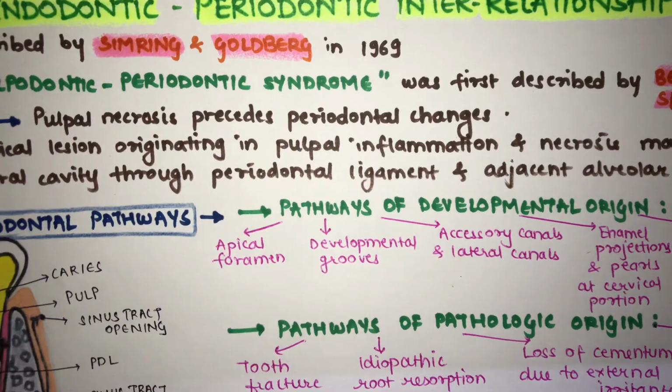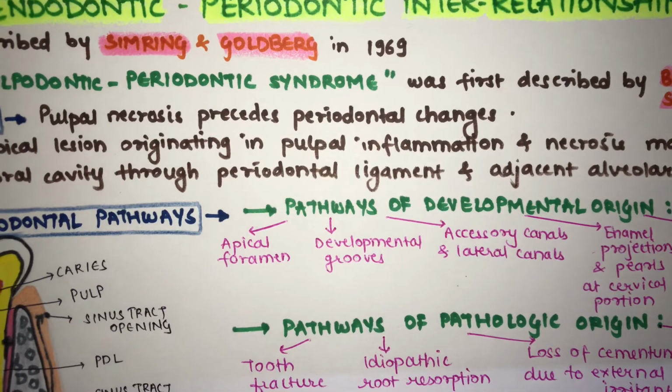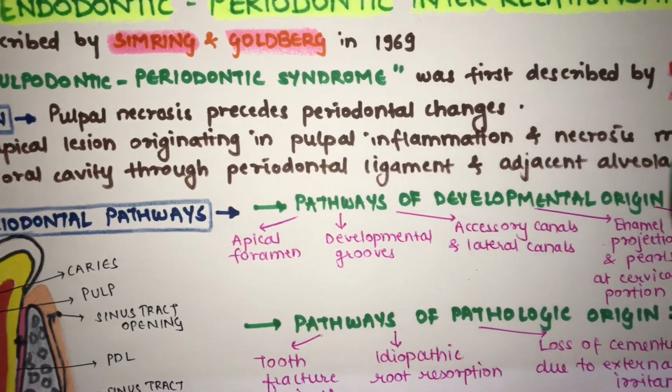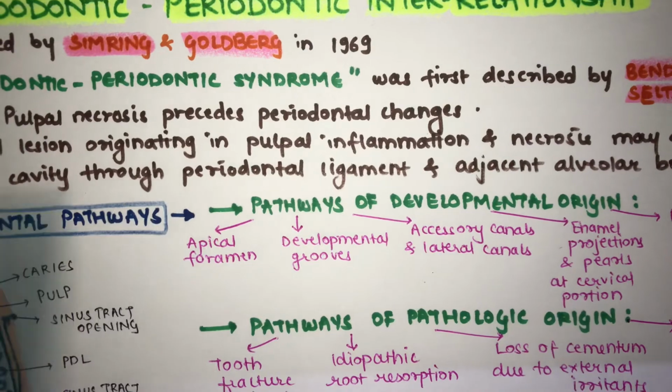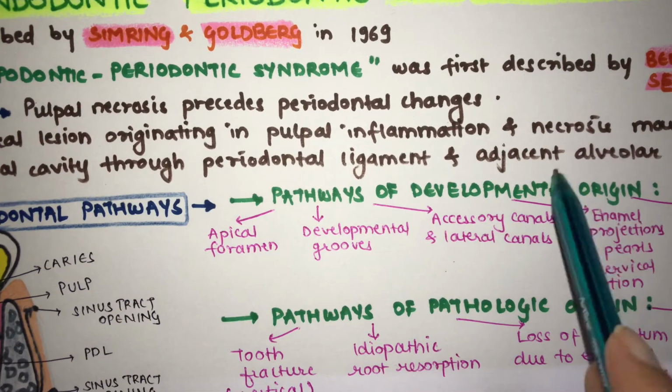The pulp precedes the periodontal changes. Now what does this mean? The pulpal progression is very fast when you compare it with the periodontal changes. That means the progression of periodontitis is very slow. Because of that, pulpal necrosis is always seen before the periodontal changes. So a periapical lesion which originates from pulpal inflammation and necrosis may drain to the oral cavity through the periodontal ligament and the adjacent alveolar bone.